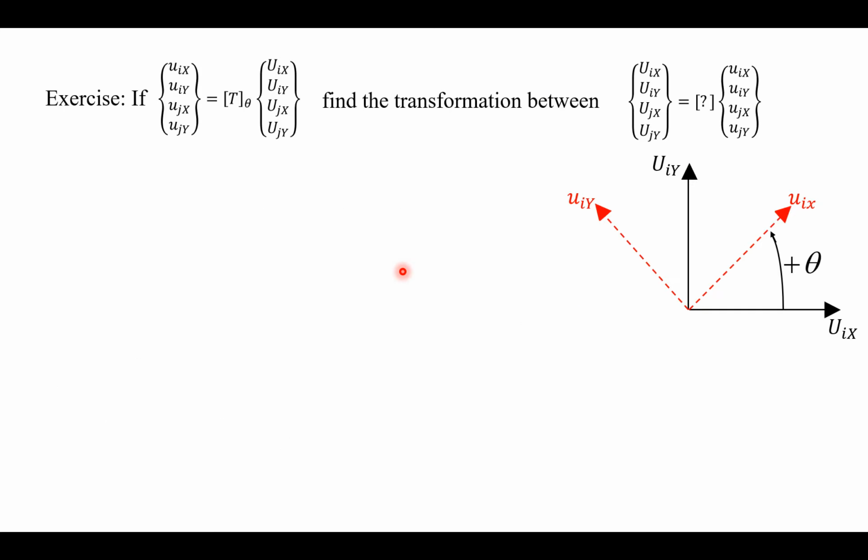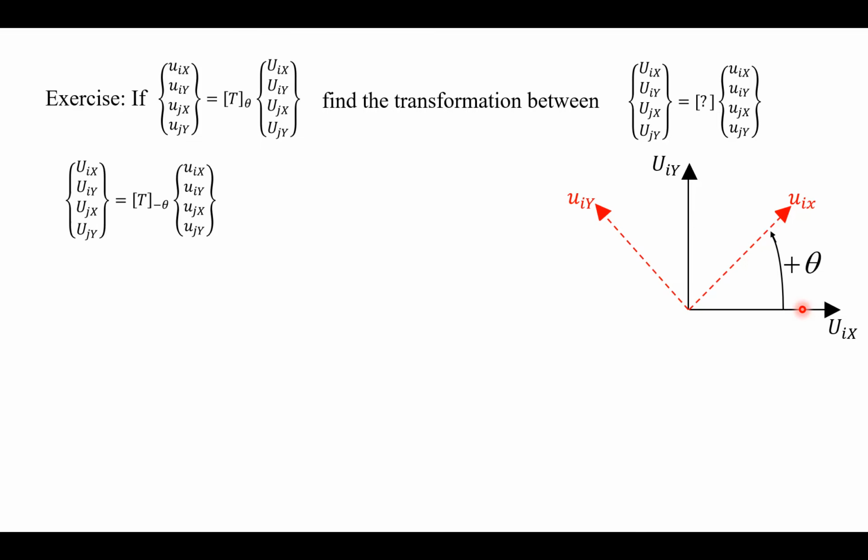Here, as an exercise, we know that the transformation between the global and local is done using the transformation matrix T theta. What if we want to transform from local to global? So the other way around: instead of using the global displacements and transferring them to the local, what if we want to do the opposite? What would be the transformation?